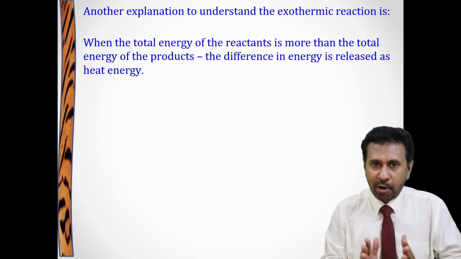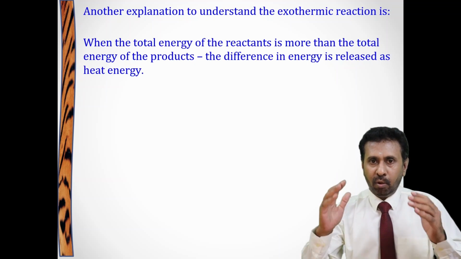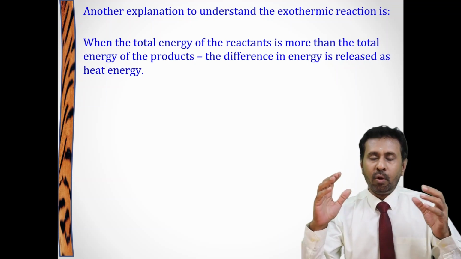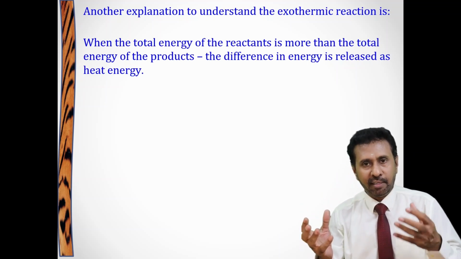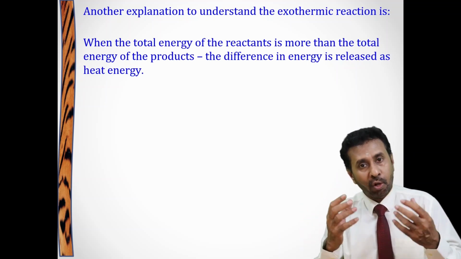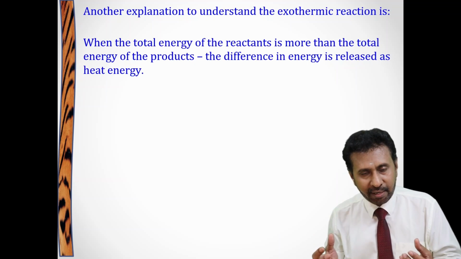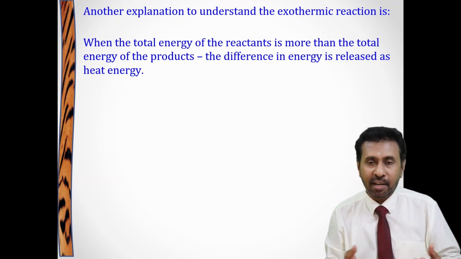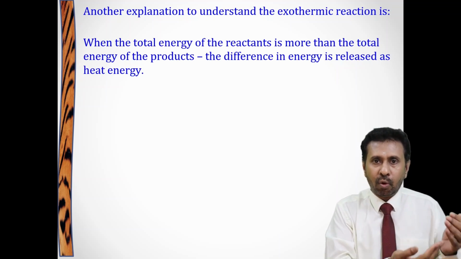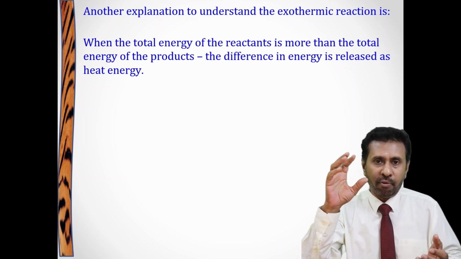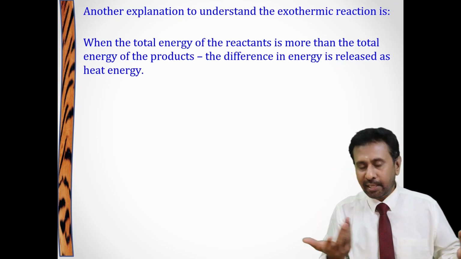Now you get the point? The total energy is always the same on the reactant and the product side, just as the total mass is always the same on the reactant and the product side. That's why in an exothermic reaction the energy of the product is less, so the remaining energy from the reactant side is released as heat energy.